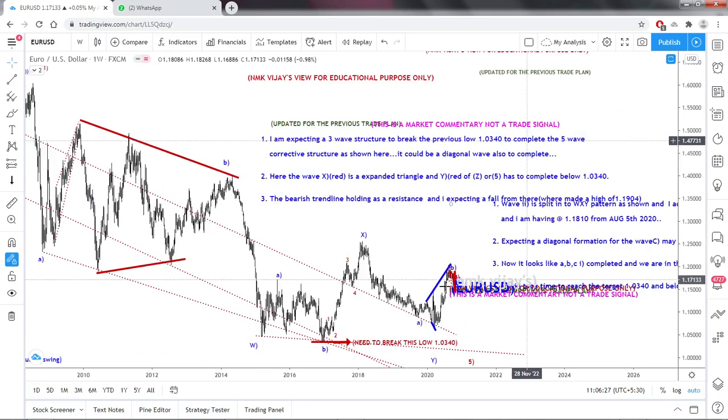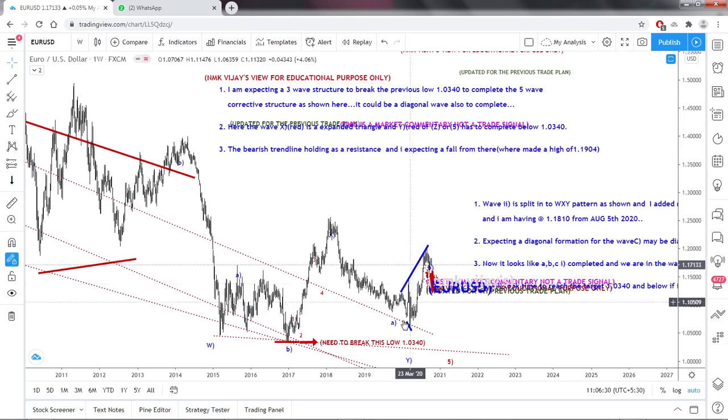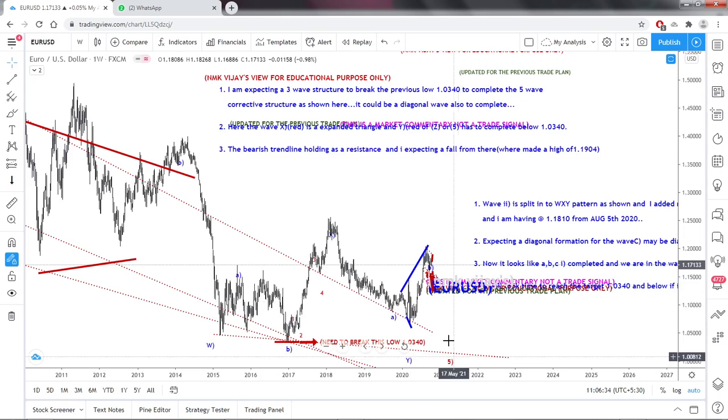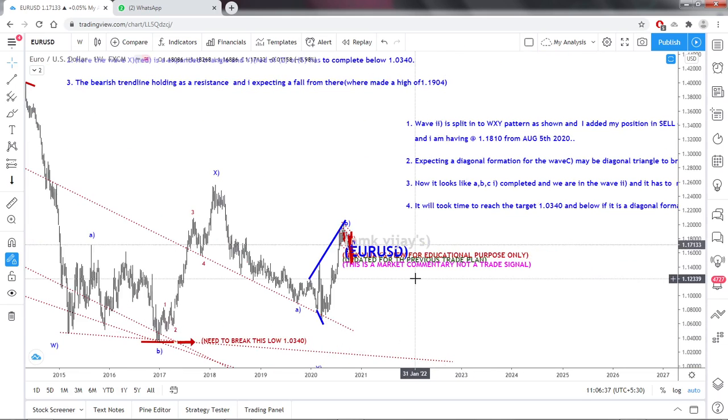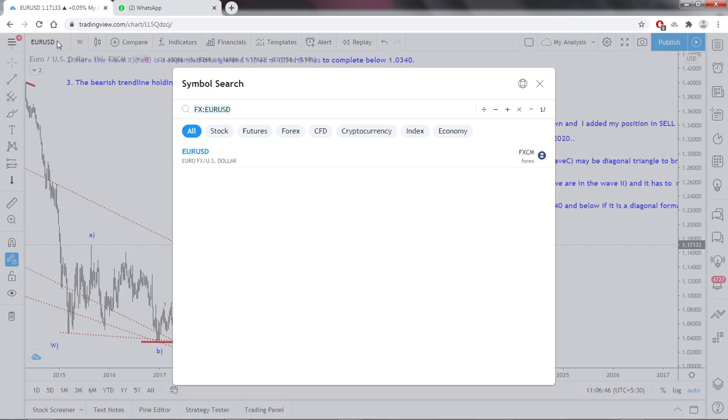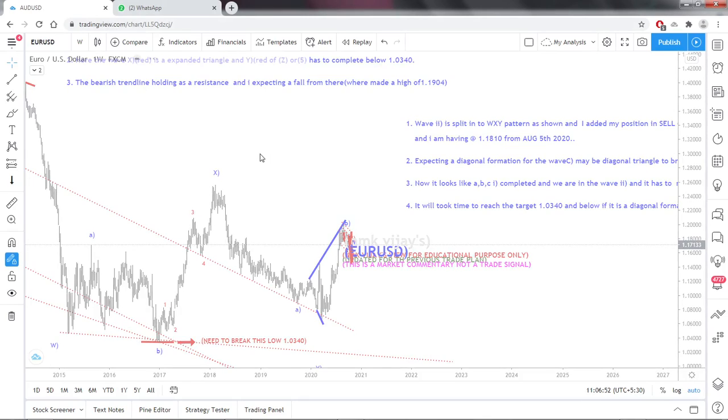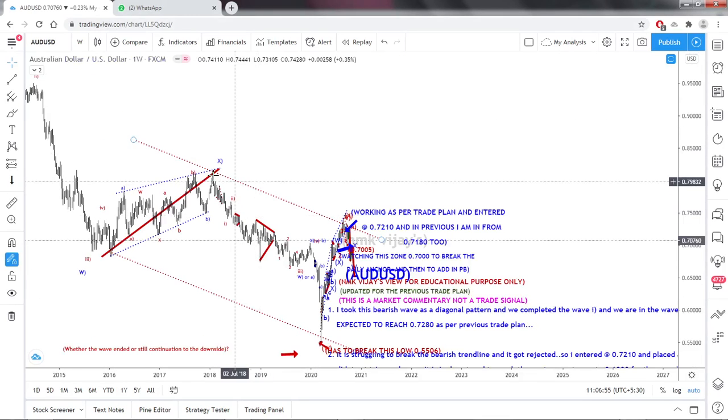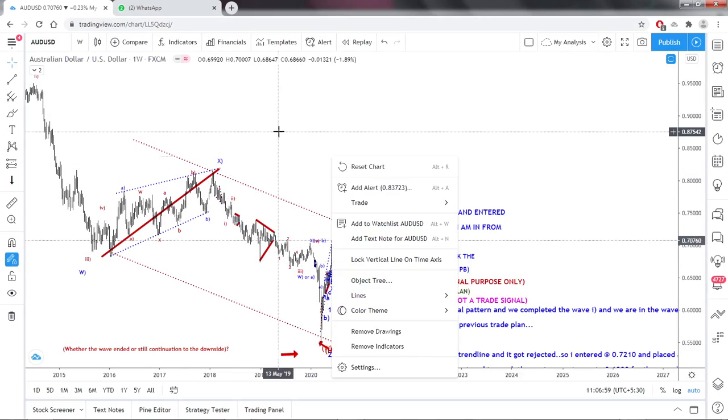So up to this, why we are here is that it's looking like an expanded triangle in the B wave, and we are on the C wave. Same as I have explained in the DXY. The C wave can be an ending diagonal triangle also, and that will be only in three waves. How that Australian dollar happened, like that it will be. I will show you that Australian dollar. It's coiling, and then shoots to the downside here. This kind of price action may happen in the Euro USD also.